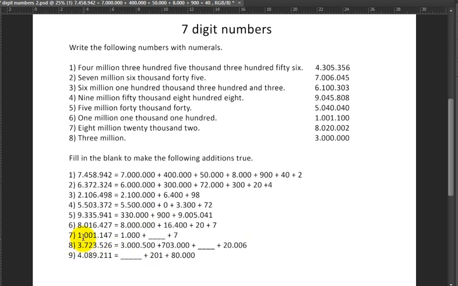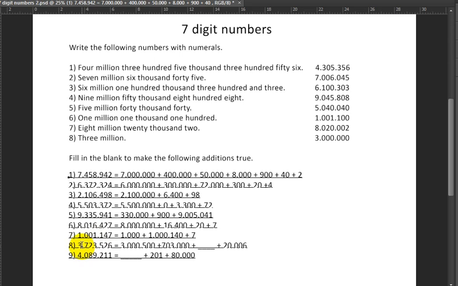Next up, we want to make 1,001,147, and what we have is 1,007. So we need the million. We don't have it. We don't need hundreds or tens of thousands because they're 0. We have the thousands already. We're also going to need the hundreds and the tens, but we have the ones. So we're going to need the millions, the hundreds, and the tens. So 1,140. To make this true, that's what needs to be here.